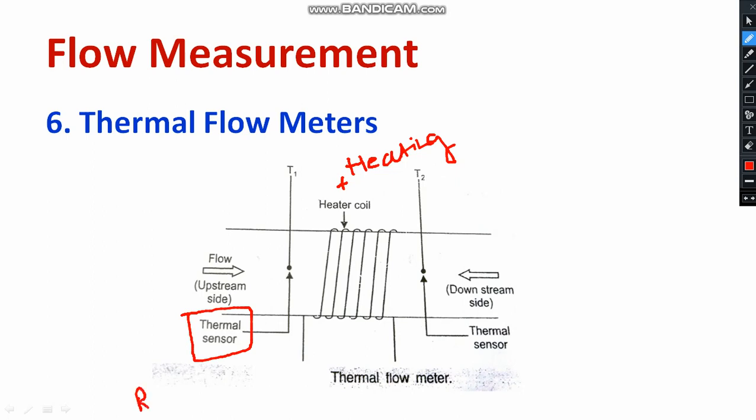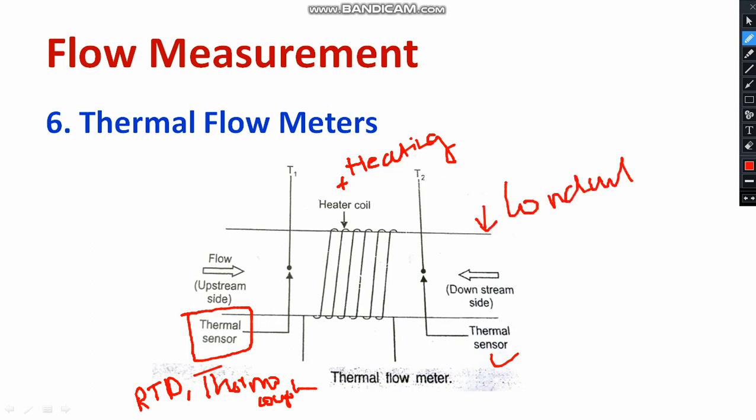It may be an RTD, or you can use a thermocouple. Here also two thermal sensors are required, which I mentioned here, and this is your conduit, the pipe or conduit where the fluids are directly passing. The fluid flow is marked as the upstream side and downstream side. One sensor is at upstream, the other at downstream. Just imagine it as a three-dimensional view.